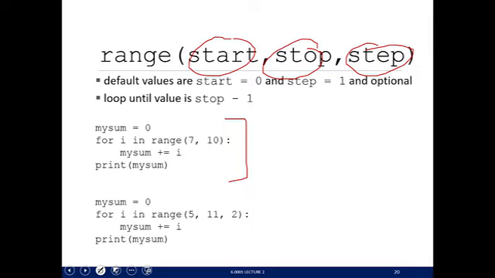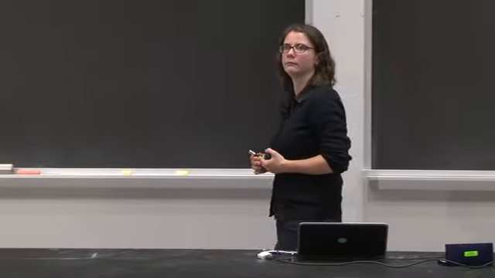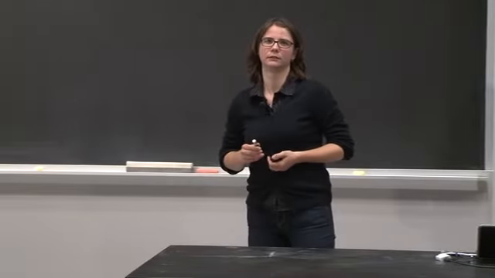So in this first code right here, my sum is going to get the value 0, and you're going to have a for loop. We're going to start from 7, right? Because we're giving it 2 numbers. And when you give it 2 numbers, it represents start and stop, with step being 1. So you're starting at 7. If step is 1, the next value is 8. What's the value after that?